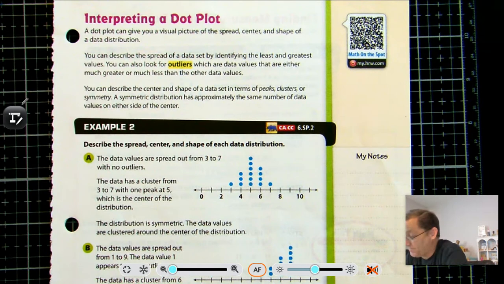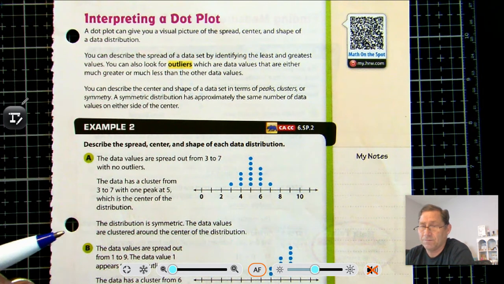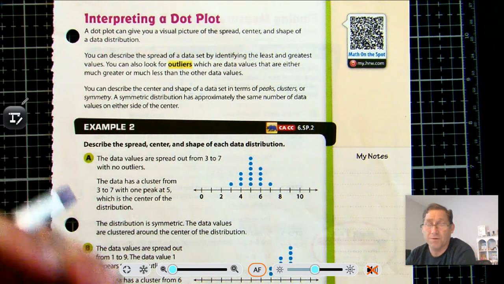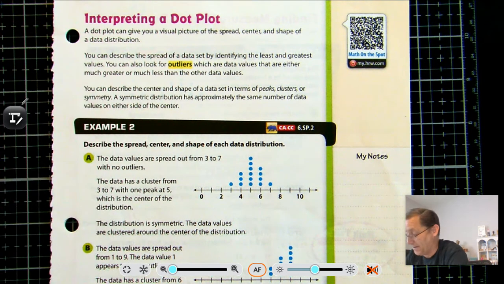So you can describe the spread of data by identifying the least and greatest values. We know that as the range. You can also look for outliers, which are data values that are either much greater or much less than the other data values. Let's say we have a bunch of information that's 2 through 5, and then there's one number that's 13. Well, 13 is a lot different than 5, right? It's much further away, so we call that an outlier.